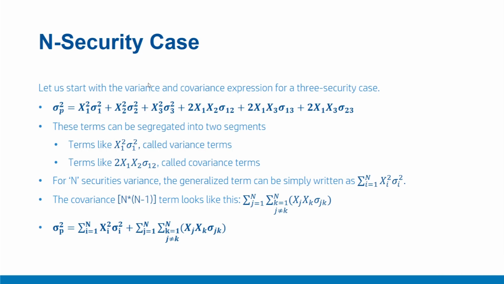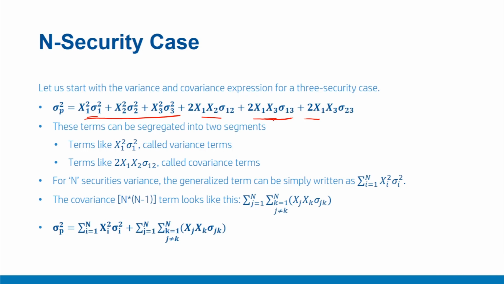we'll find that these terms can be segregated into two categories. Terms that are similar to x1 square sigma 1 square. For example, you can see here in the three security case, you have sigma p square as x1 square sigma 1 square plus x2 square sigma 2 square plus x3 square sigma 3 square. These are the terms. And another set of terms like 2 times x1 x2 sigma 1 2, 2 times x1 x3 sigma 1 3, and so on. Terms like x1 square sigma 1 square are called variance terms, and terms like x1 x2 sigma 1 2 are called covariance terms.